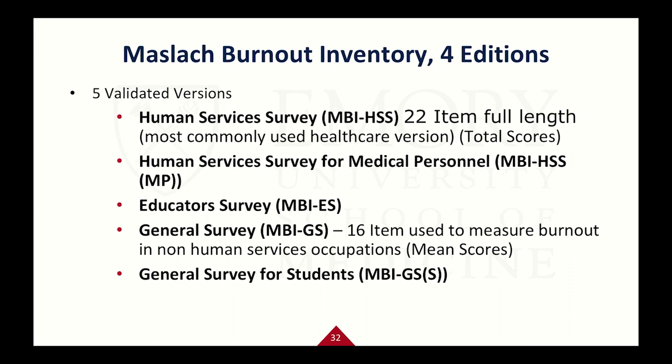This is why I think there's been a lot of confusion in the literature as well, because there are actually 5 validated versions of this, and there have been 4 editions. If you choose to adopt the most recent version in literature, it's patented, and they charge you $50 per administration. That's why I think there are some problems with it. The Human Services Survey, MBI-HSS, was the original 22-item full-length 1981 version. It was then modified for medical personnel by replacing the word, I think something like person, with patient. And then they modified it for educators. I think they probably changed the word to student then. And then they modified it as a general survey for occupations that are not involved in human services, and they replaced some of that depersonalization with cynicism instead. So there's been quite a bit of modification. And then there's a version for students as well.